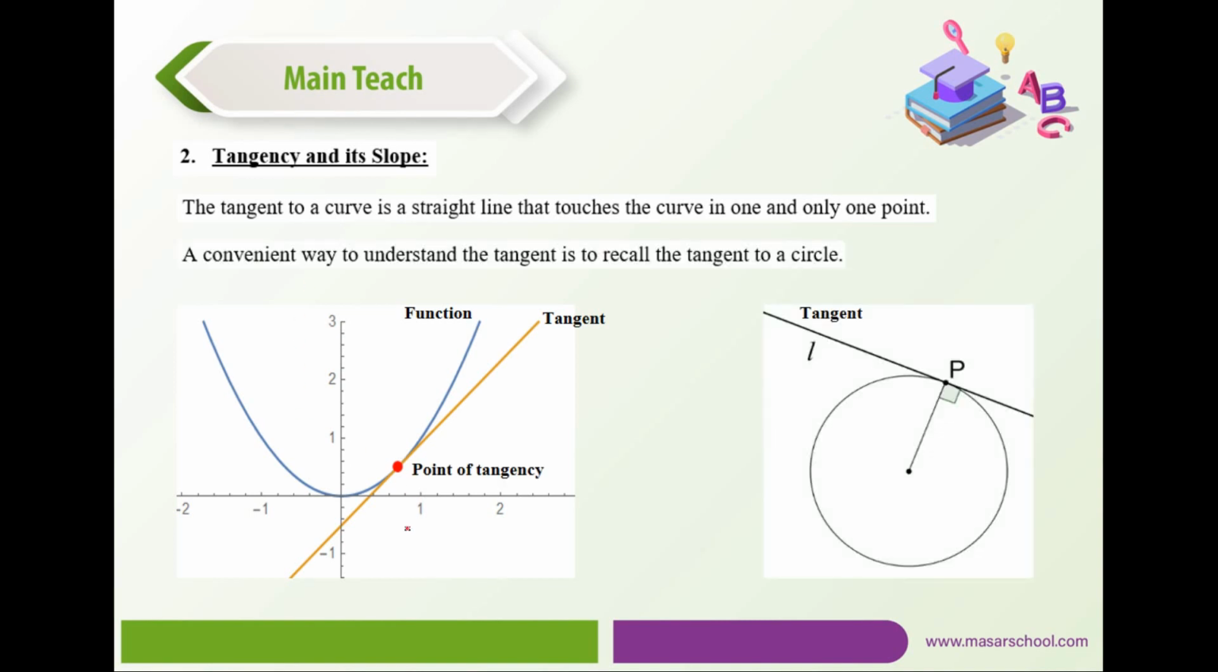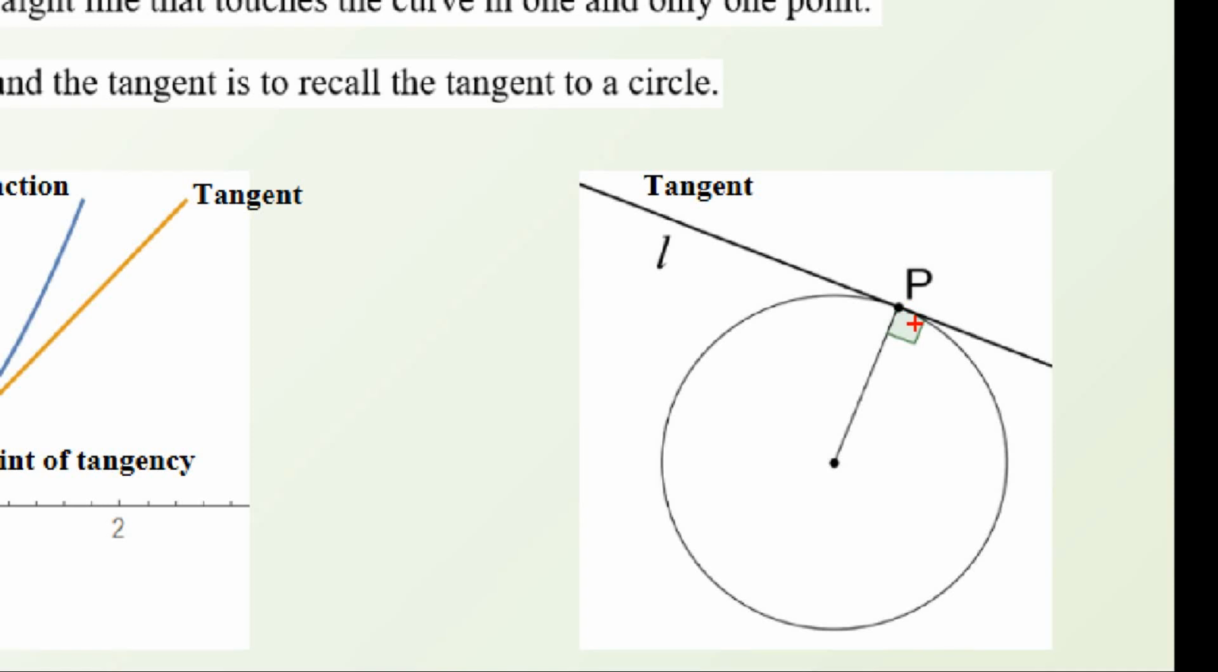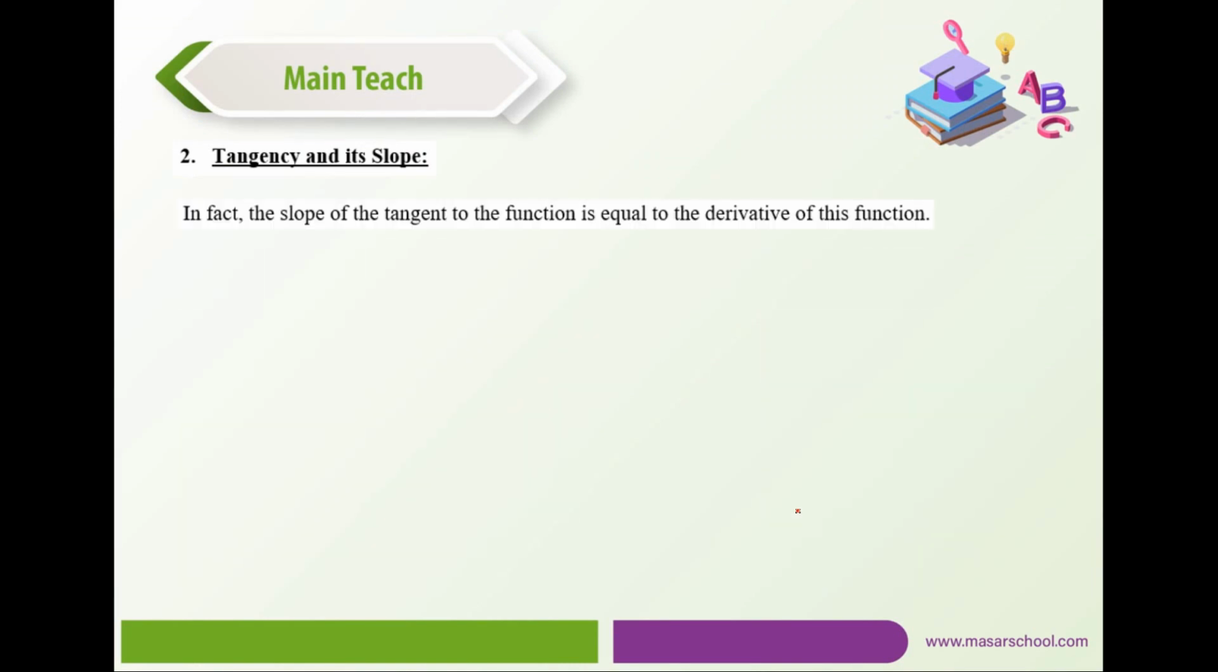A convenient way to understand the tangent is to recall the tangent to a circle. The tangent to a circle is a line that meets or intersects the circle at a single point, and that would be perpendicular to the radius. In fact, the slope of the tangent to the function is equal to the derivative of this function. So let me repeat that. So now we know what a tangent is. The tangent is a straight line, and whenever we're talking about straight lines we think of slopes. Then the slope of the tangent to the function is equal to the derivative of this function.